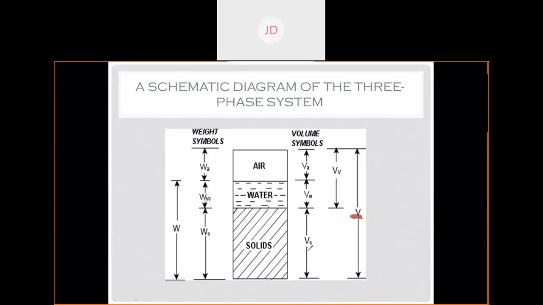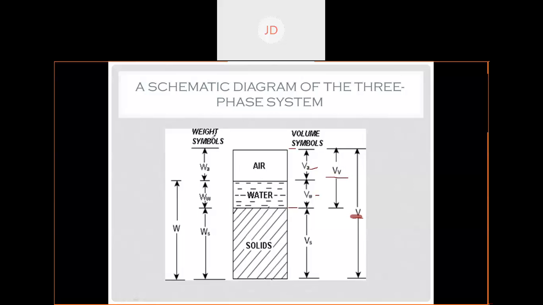Okay, so Vs, capital V with a small s as suffix, represents the volume of solid. S for solid. And here you can see Vv, volume of voids. This volume of voids may be divided into two parts, that is volume of air and volume of water. So we can say Vw plus Va is equal to Vv. Okay, fine. So this is the volume representation.